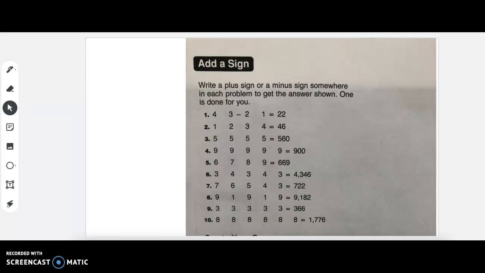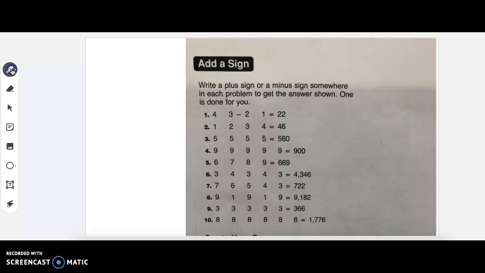This sheet is in the packet that you picked up, okay? So you don't have to print it. It's in that packet, so get your green folder if you're in 3A, or your Ziploc bag if you're in 3H. And if you take a look, this is number 1. It says write a plus sign or a minus sign somewhere in each problem to get the answer shown. 1 is done for you. Okay, now why did they say the answer shown?